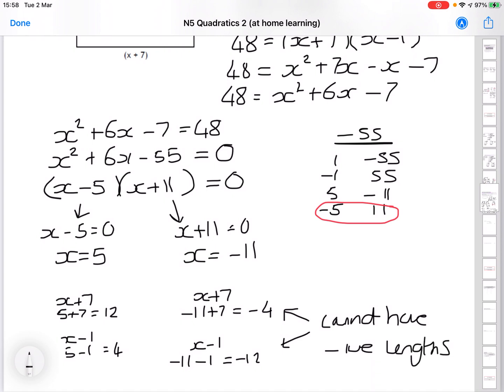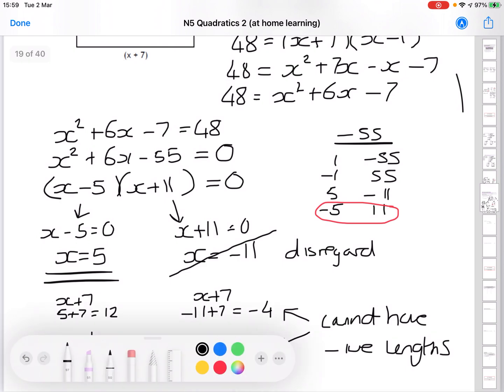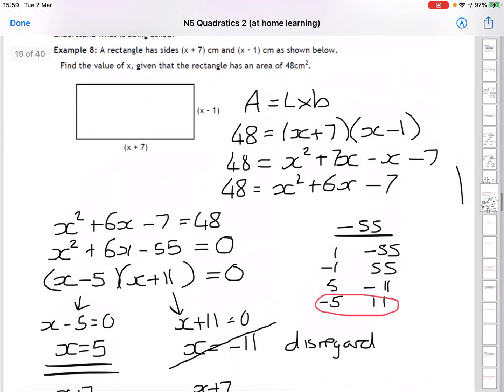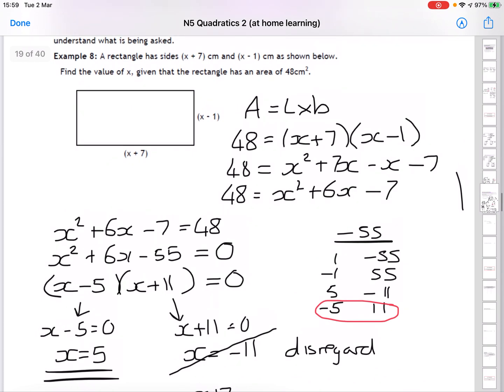So what we would do is we would draw a line through this and we would write beside it disregard. What that means is that you're showing that you have found the solution, but we're not going to include it as our final solution because it doesn't make sense in the context of the question. So x equals 5, a nice bold underline, that is our final answer for this question. We were asked to find the value of x, and if we underline x equals 5, that's us saying that is the answer that we are giving for x.